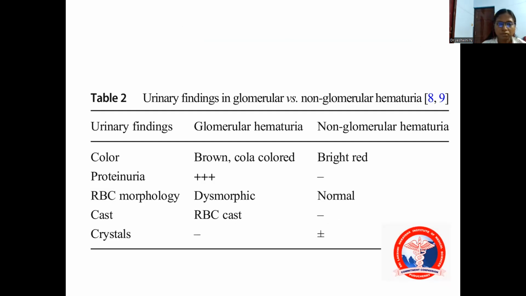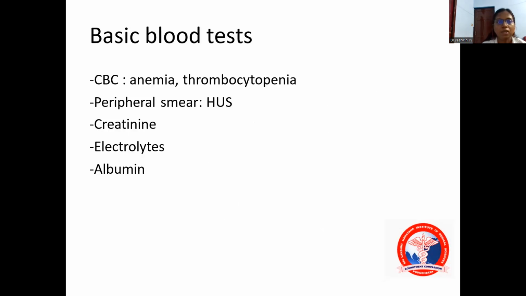We've already seen this, but just a recap. Glomerular hematuria will have cola-colored urine with proteinuria, dysmorphic RBCs and RBC casts. Non-glomerular hematuria will be red in color. Proteinuria will not be there, RBC casts will not be there, and RBC morphology will be normal. So the basic urine microscopy is over.